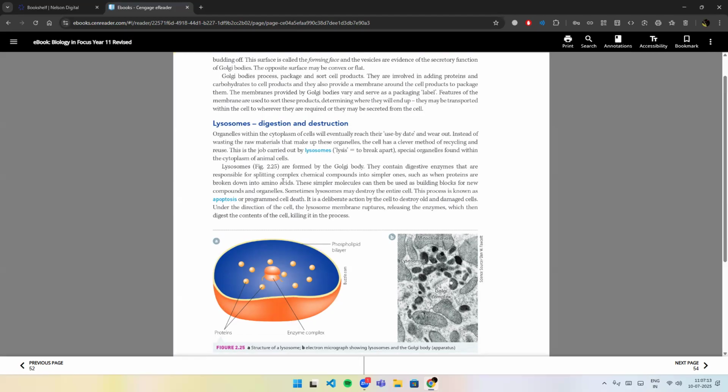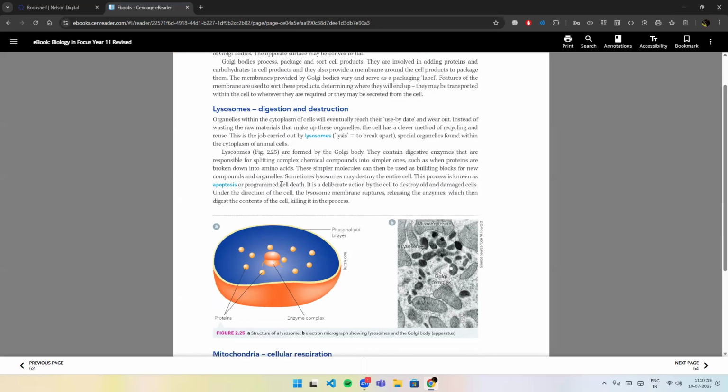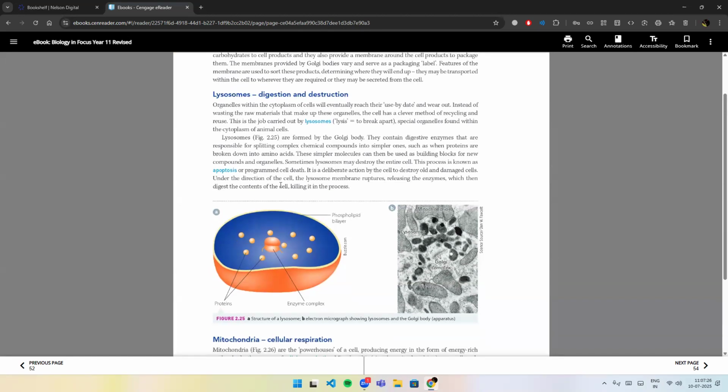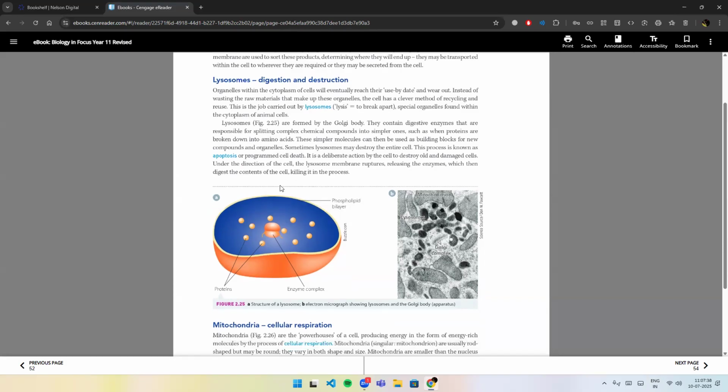They're involved in adding proteins and carbohydrates to cell products, and they also provide a membrane around the cell products to package them. The membranes provided by Golgi bodies vary and serve as a packaging label. Features of the membrane are used to sort these products, determining where they will end up. They may be transported within the cell to wherever they are required, or they may be secreted from the cell.